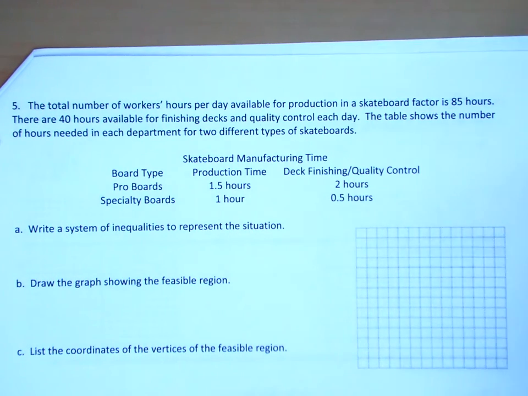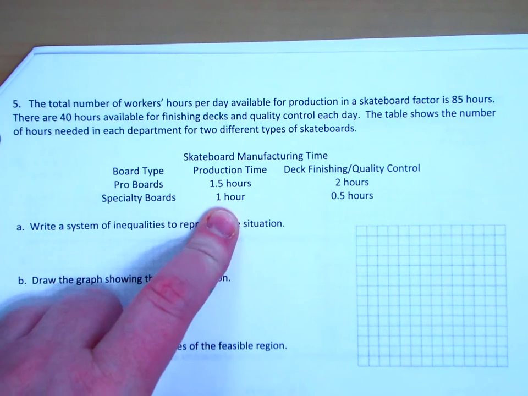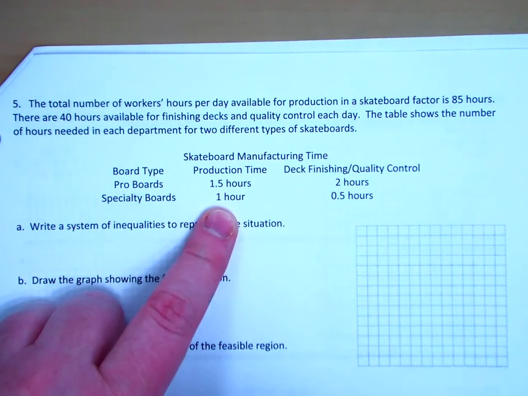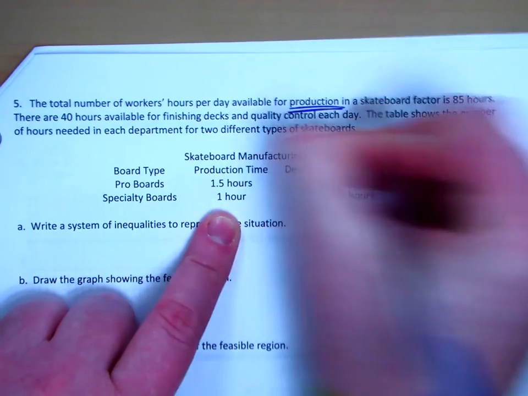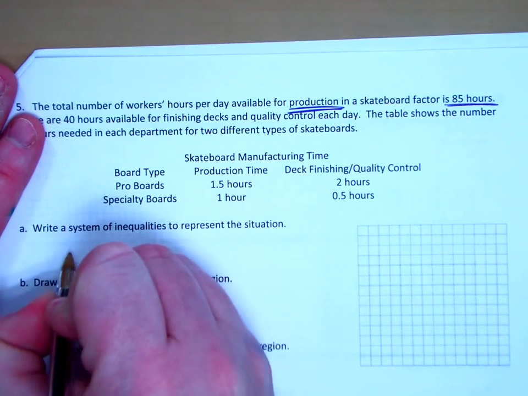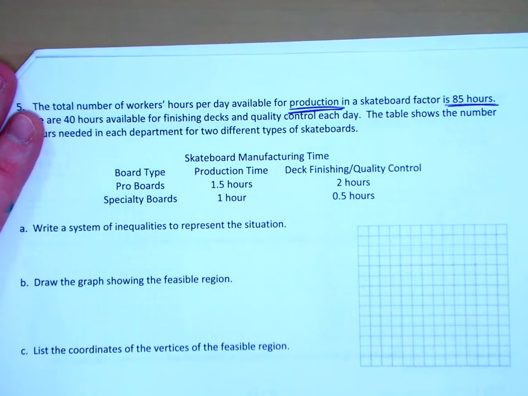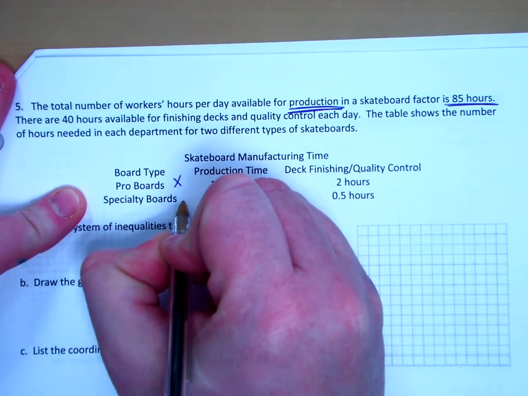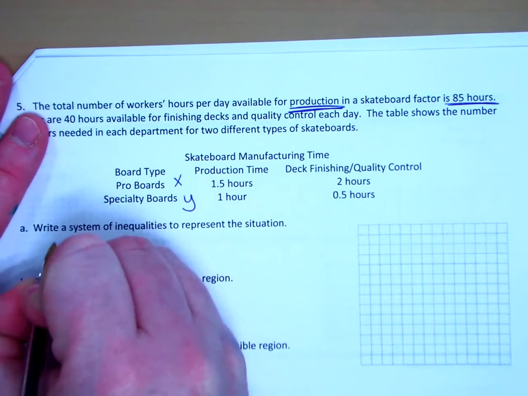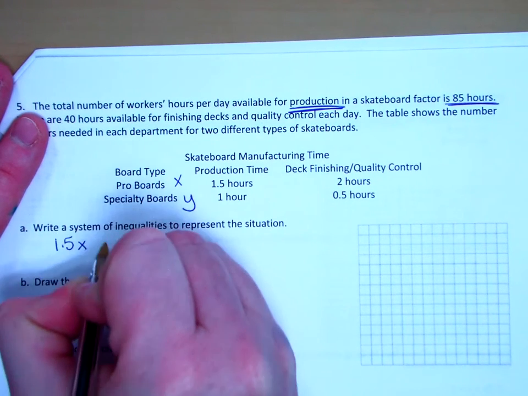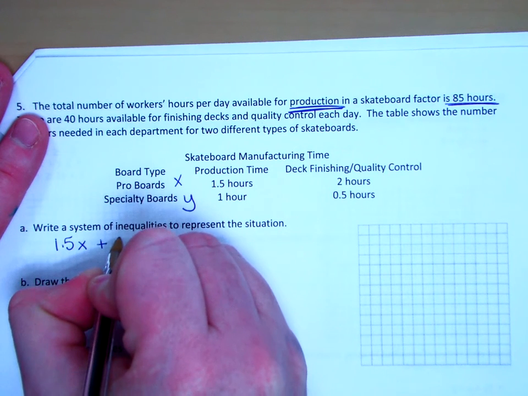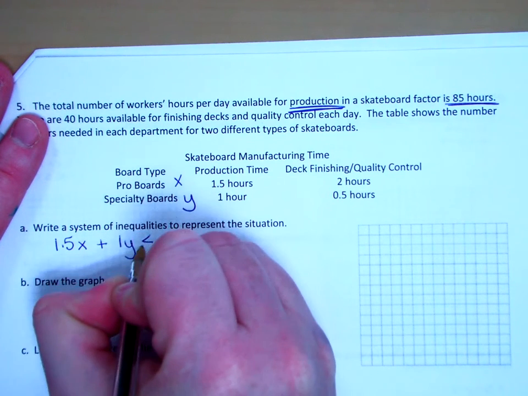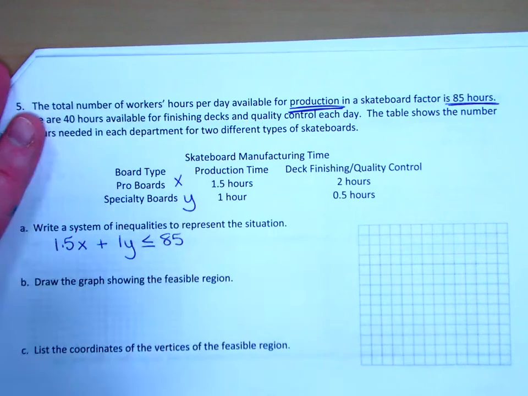Okay, so here's what we've got going on. The first thing we have is 1.5 hours and 1 hour for production time. Production time is the time it takes each day to work, and that's going to be the 85 hours. So production is 85 hours. I'm going to define pro boards as x, and specialty boards as y. So I have 1.5x plus 1y is less than or equal to 85 hours.